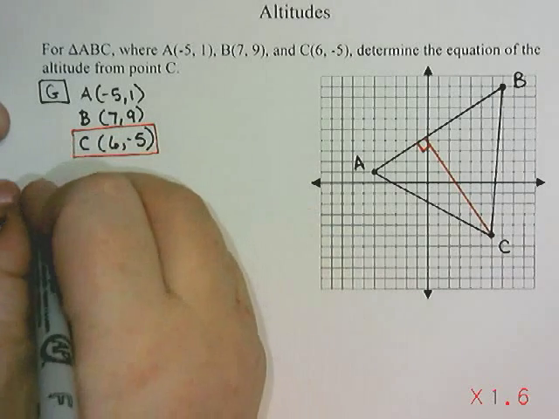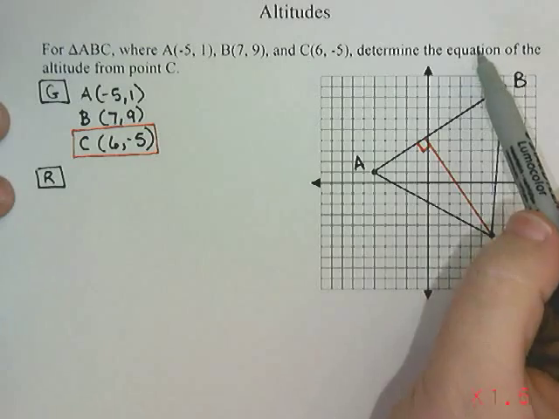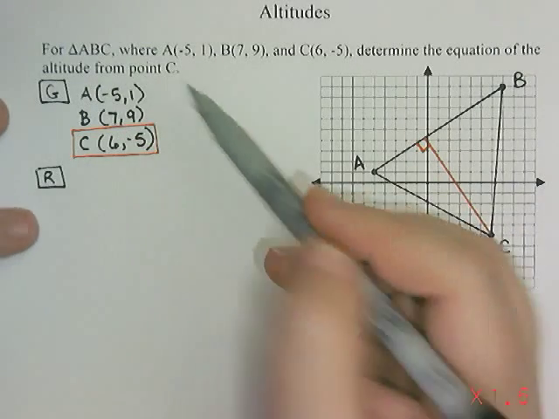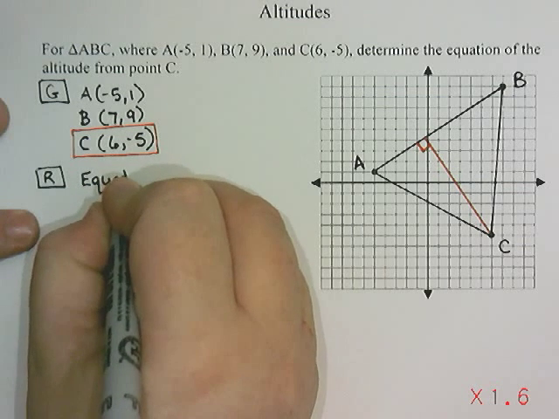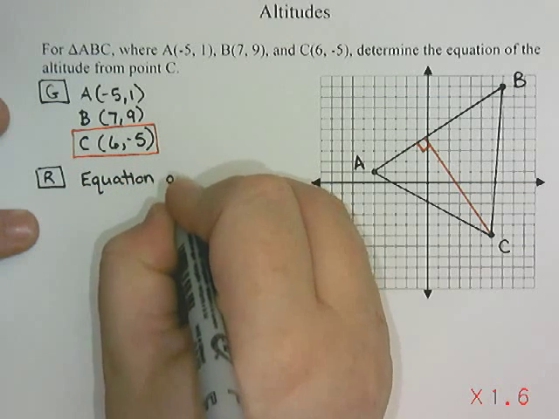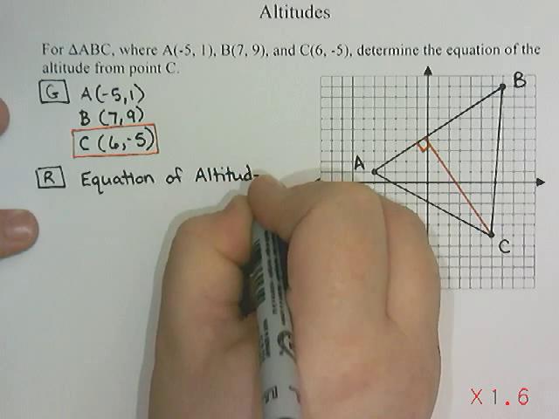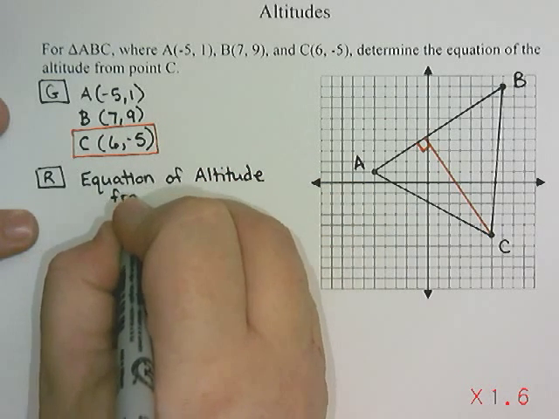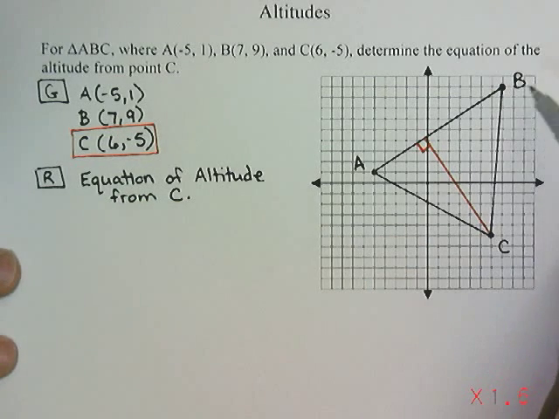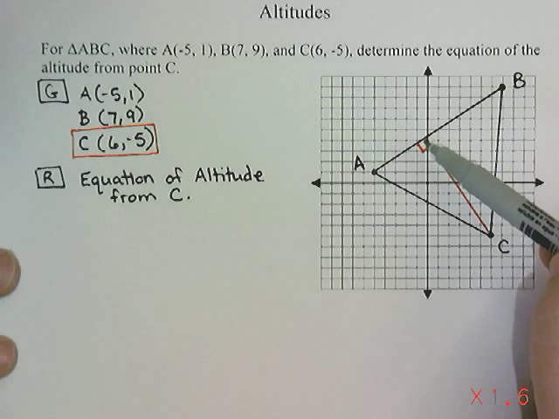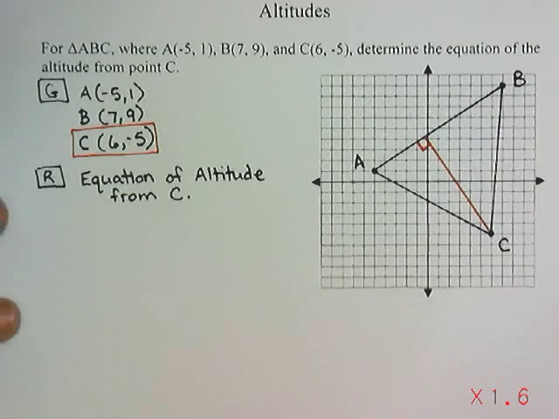Required: what is the question asking for? It is asking us for the equation of the altitude from point C. So I'm going to write equation of the altitude from point C. We could also say that it's the altitude that passes through AB. Sometimes it's called that, but usually they state what the corner is instead.